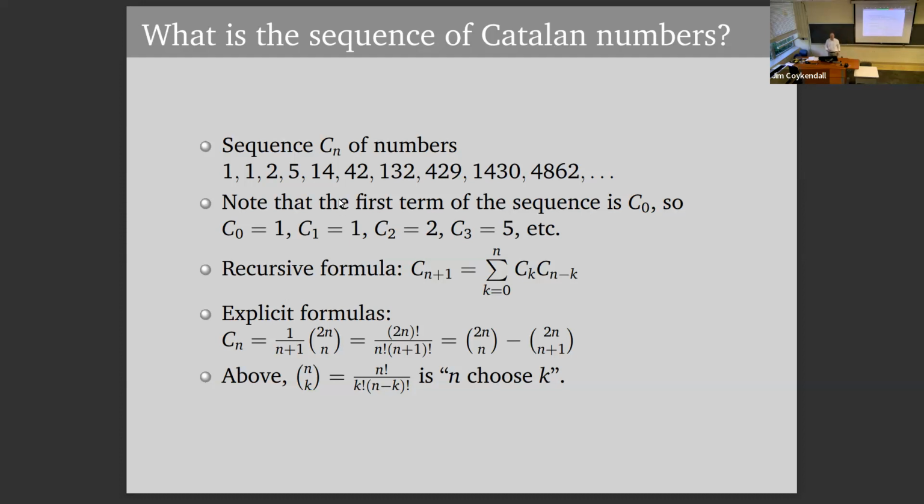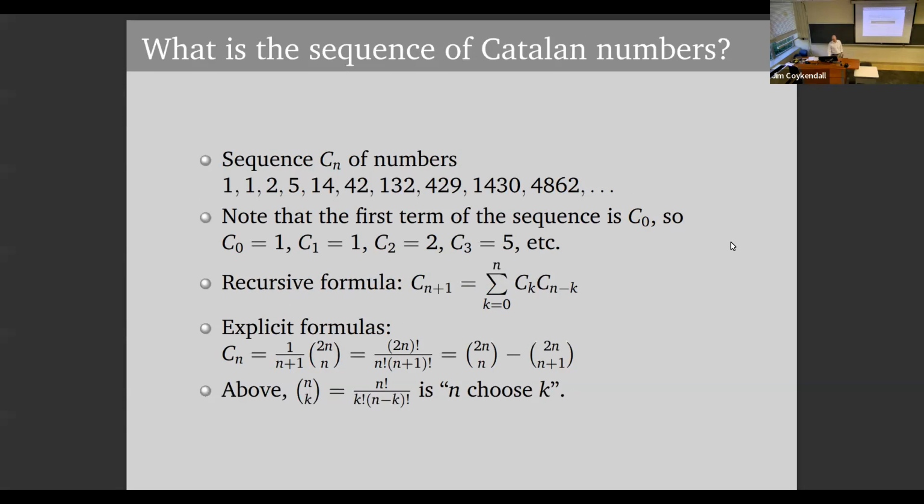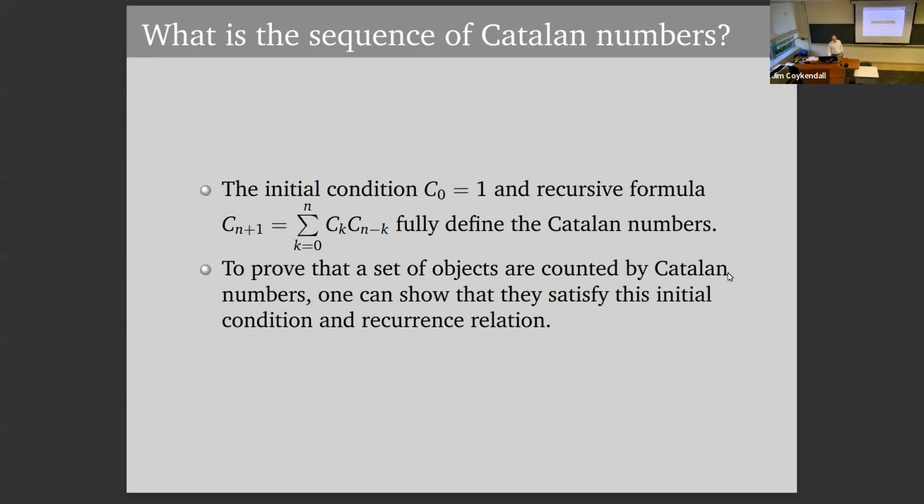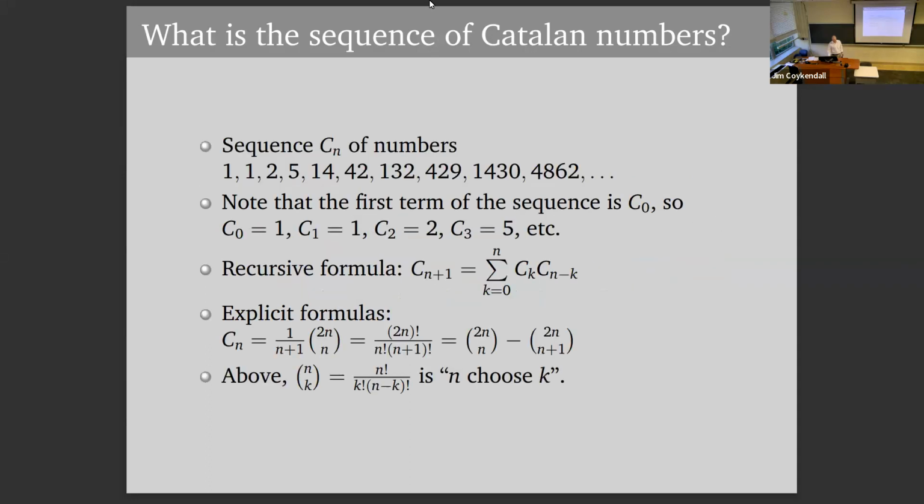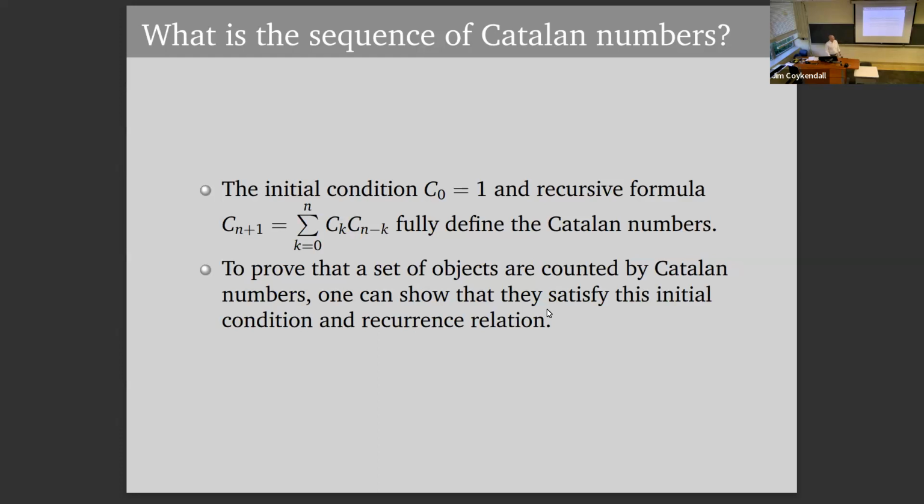So there are reasons for having different formulas, like how to show that some of those things we saw earlier, triangulations, balls in the boxes, parenthesizations, are counted by Catalan numbers. Well, one way to do it is you can show it satisfies this recursive formula with the given first term. So that initial condition and the recursive formula fully define the Catalan numbers. One way to show that a set of objects are counted by this number is to show that they satisfy that initial condition and recurrence relation.